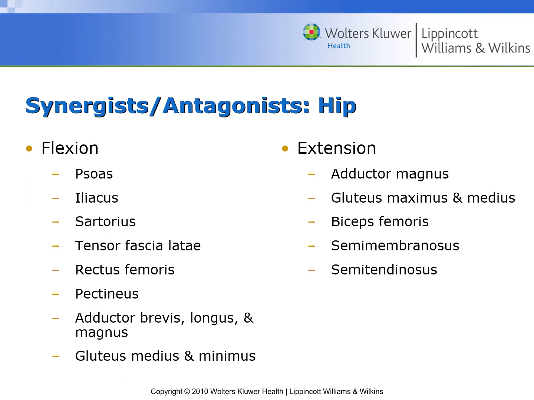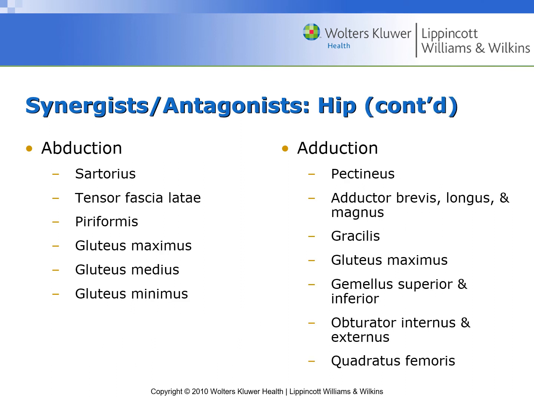So now let's consider the synergists and antagonists for the hip. For flexion, we have the psoas muscles, the iliacus, the sartorius, the tensor fasciae latae, the rectus femoris, the pectineus, the adductor brevis, longus, and magnus, and the gluteus medius and minimus. And for extension, we have the adductor magnus, the gluteus maximus and medius, the biceps femoris, the semimembranosus, and the semitendinosus.